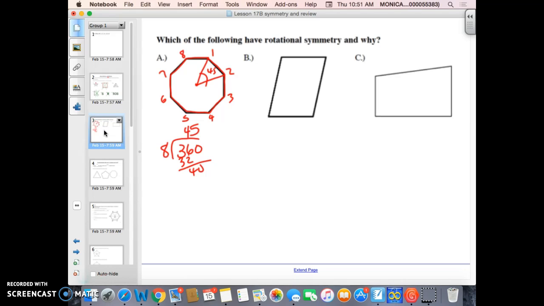All right. The second situation, I don't believe this looks like it's going to have rotational symmetry, but let's check it out and see. Flip this around. Definitely doesn't fall back on a 90. Oh, interesting. It does fall back on itself at 180 degrees. So this would have rotational symmetry.